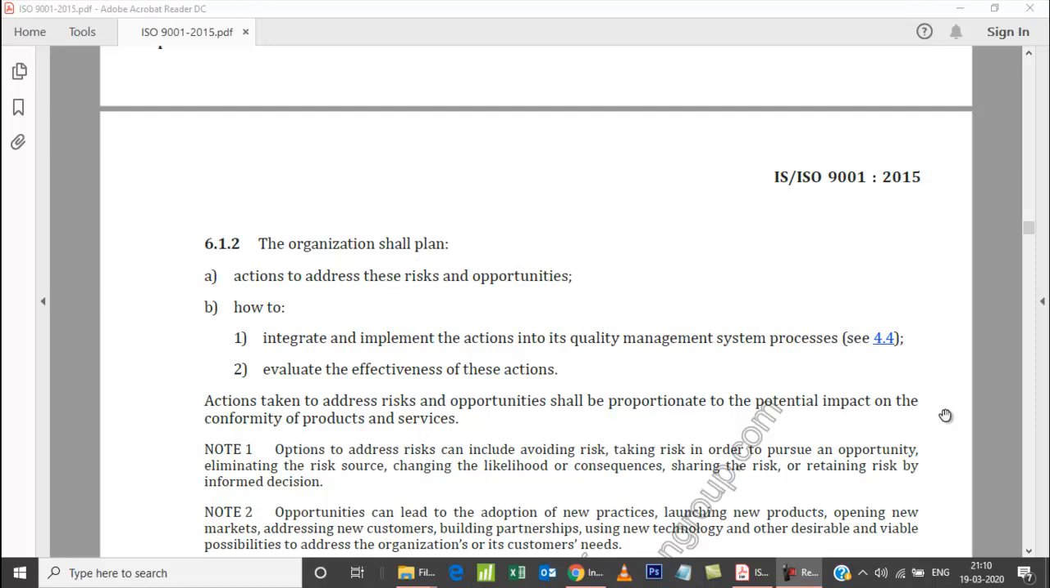Note 2: Opportunities can lead to adoption of new practices, launching new products, opening new markets, addressing new customers, building partnerships, using new technology, and other desirable and viable possibilities to address the organization's or its customers' needs.